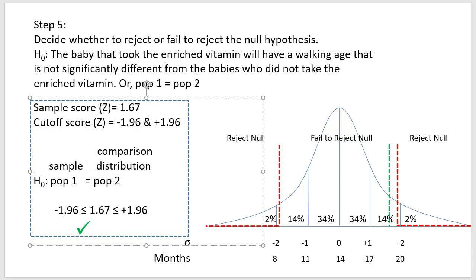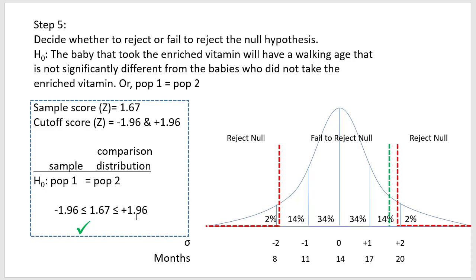We take our negative cutoff score and we plop it right at the beginning of the equation. We make a comparison between that cutoff score and our sample's z-score, which is 1.67. Is our sample's z-score going to be greater than or equal to this cutoff? We also want to know if our sample's z-score is less than or equal to this cutoff. What that really means is, is our sample z-score somewhere between these two cutoff scores?